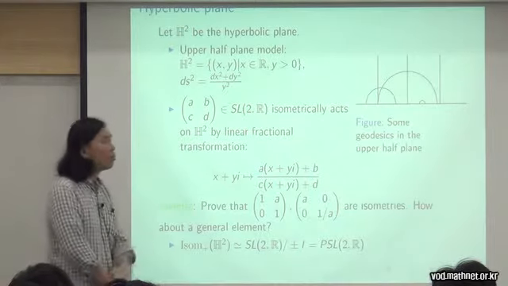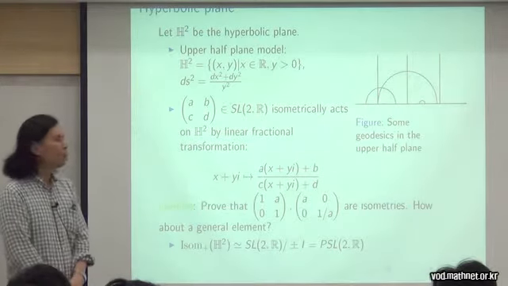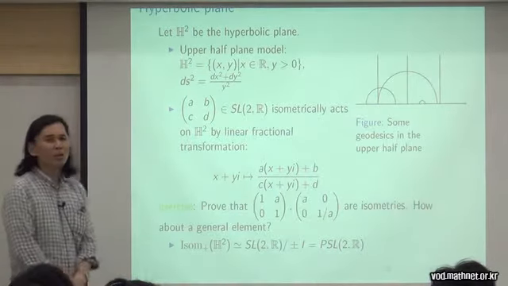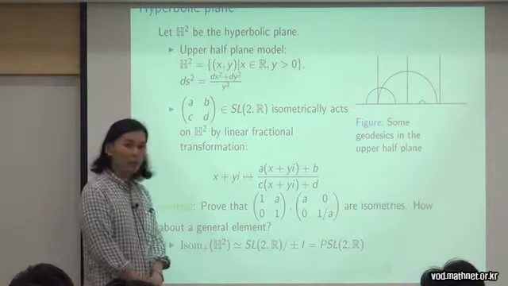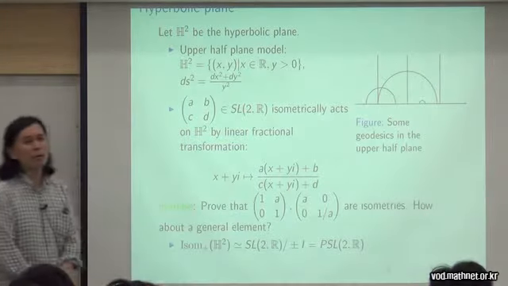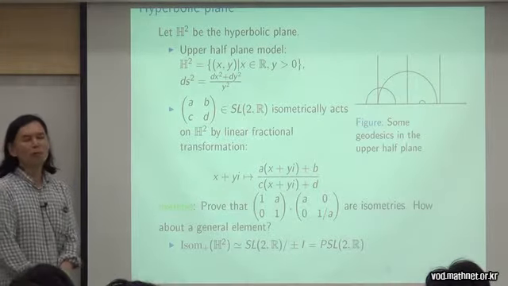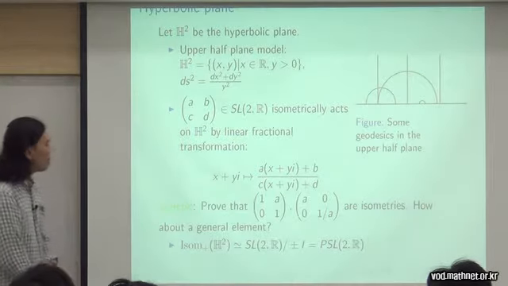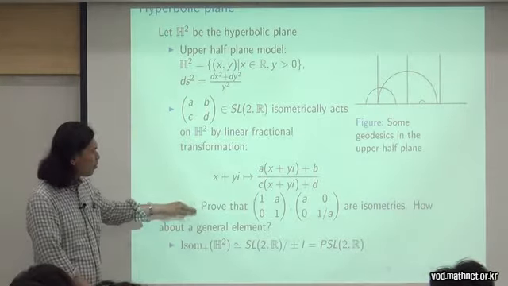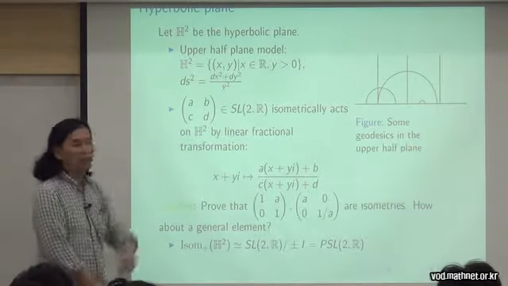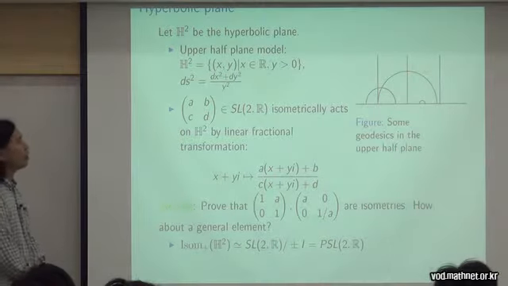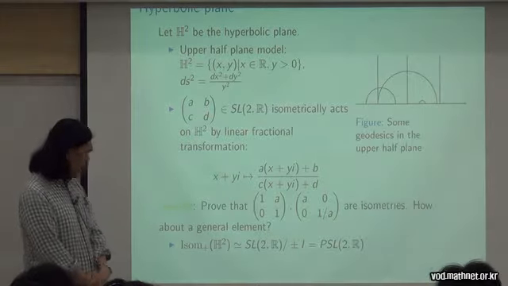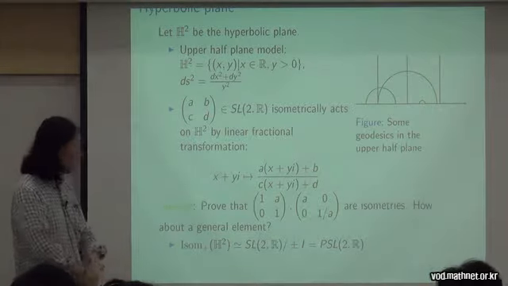So remember this SL2R is a group. So if any element is given, you try to write that element as a product of those. Actually, there is one element missing, which is another task for you to find. But this is almost good enough for you to check that any element preserves the distance in the hyperbolic plane.